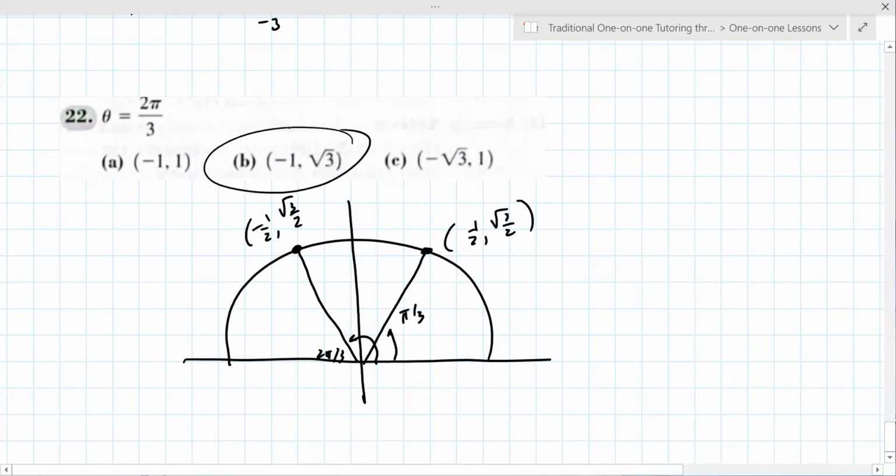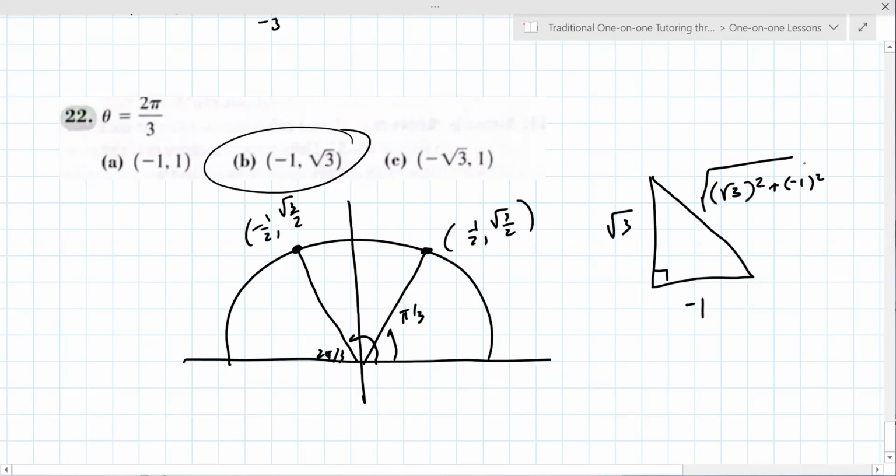Okay. Now we can actually get the full values here. So if your triangle is like this, if this is -1 and this is the square root of 3, then the hypotenuse becomes the square root of 3 squared plus -1 squared, square root of 4, which is 2.